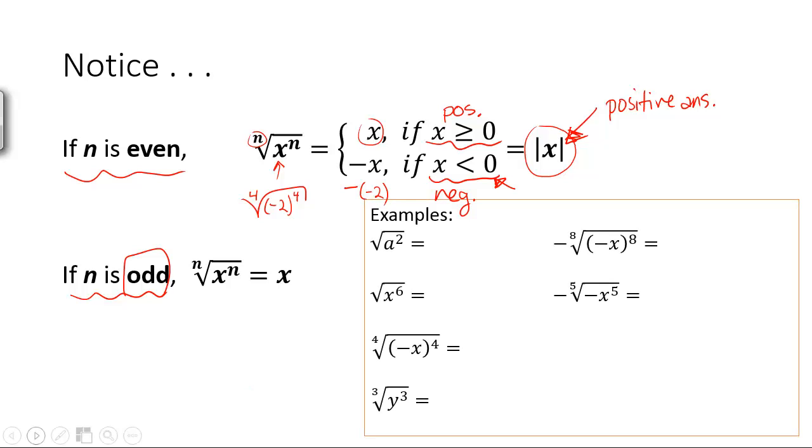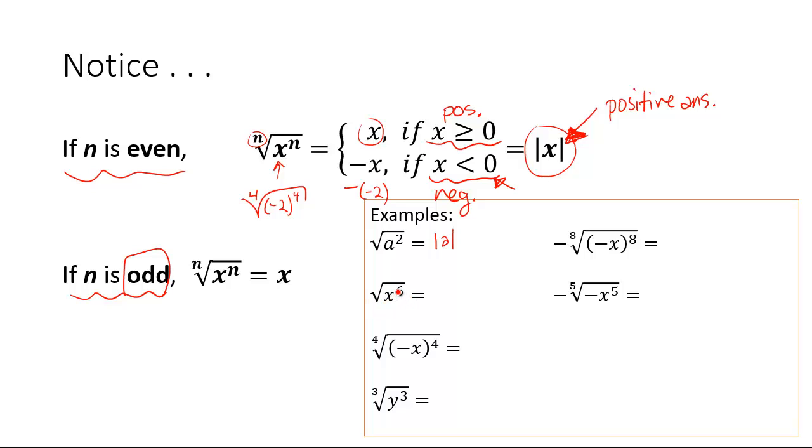So let's take a look at a couple examples here. If you have a variable and you take the root, say, of the square, so square root of a square, that's actually technically going to be written as absolute value of a. Eventually we just assume that the variables are positive, but in this case, because we're just starting to get into it, let's just keep that as a scenario.